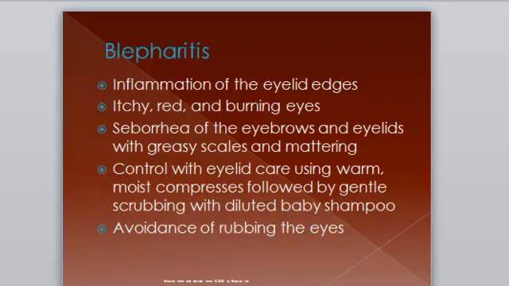Blepharitis is usually controlled with eyelid care using warm, moist compresses followed by gentle scrubbing with diluted baby shampoo. You always tell them to avoid rubbing of the eyes. So if you remember blepharitis, baby shampoo helps with it. Warm, moist compresses. Make sure that you look at if the patient is older, if they have dry eye, then we need to address dry eye, and we're going to talk about that later.